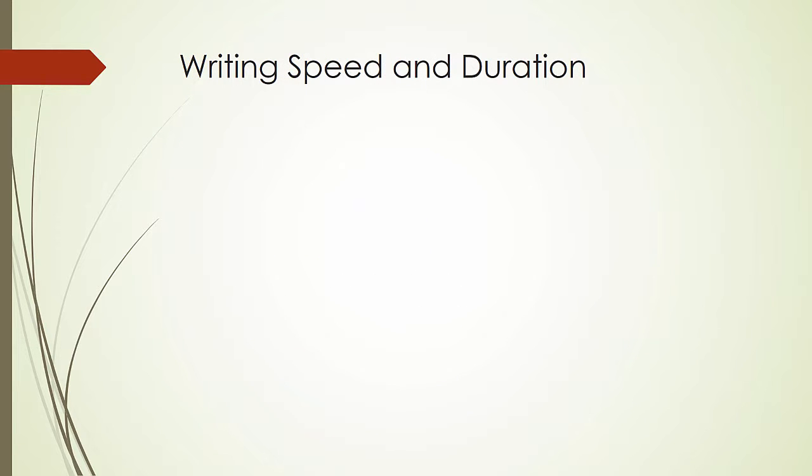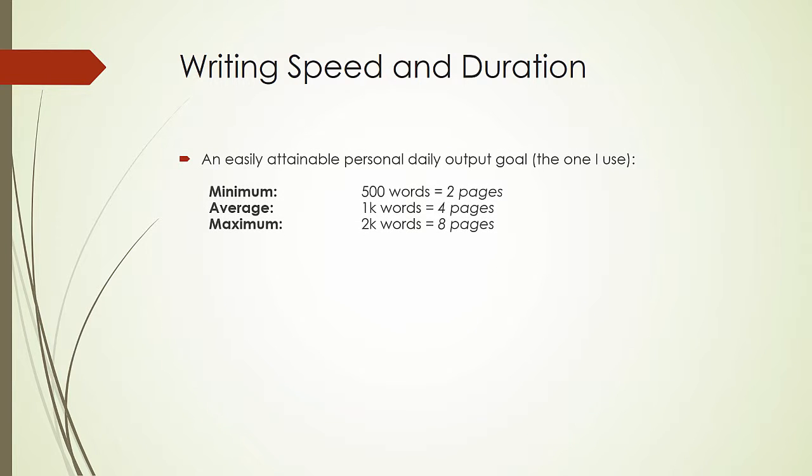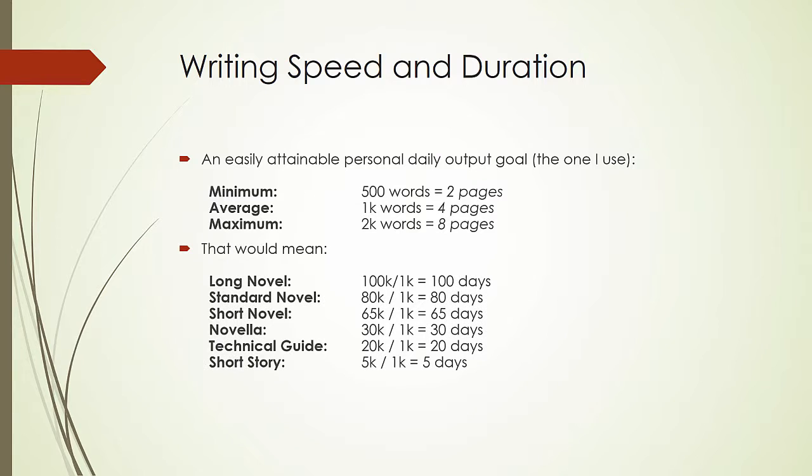Now let's talk about writing speed and duration. An easily attainable personal daily output goal for me is an average of 1,000 words per day. I might write 500 words on some days. I might write 2,000 words on others, but I average about 1,000 words a day when I'm writing. That would mean that a long novel would take about 100 days, a standard novel 80, short novels 65, a novella about a month, a technical guide 20 days, and a short story 5.